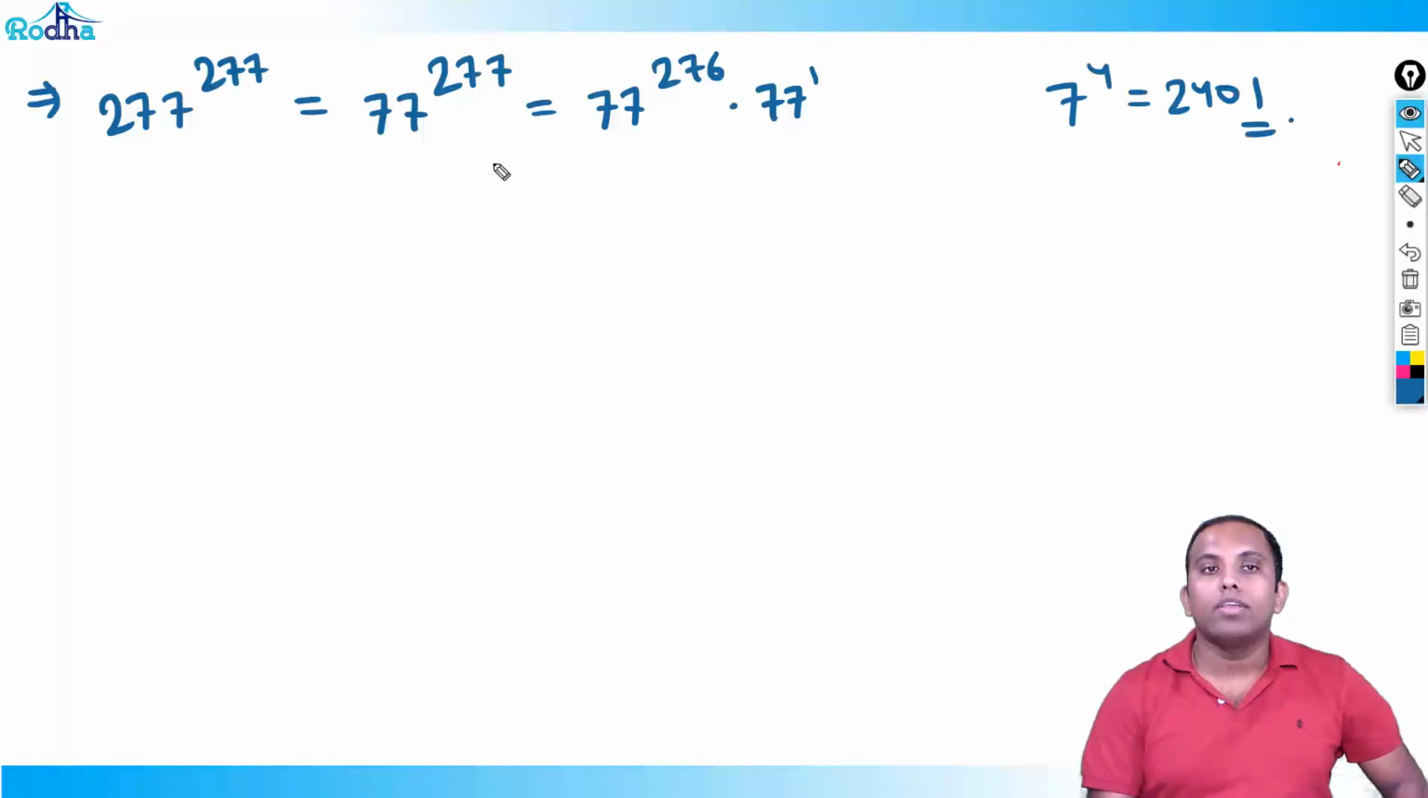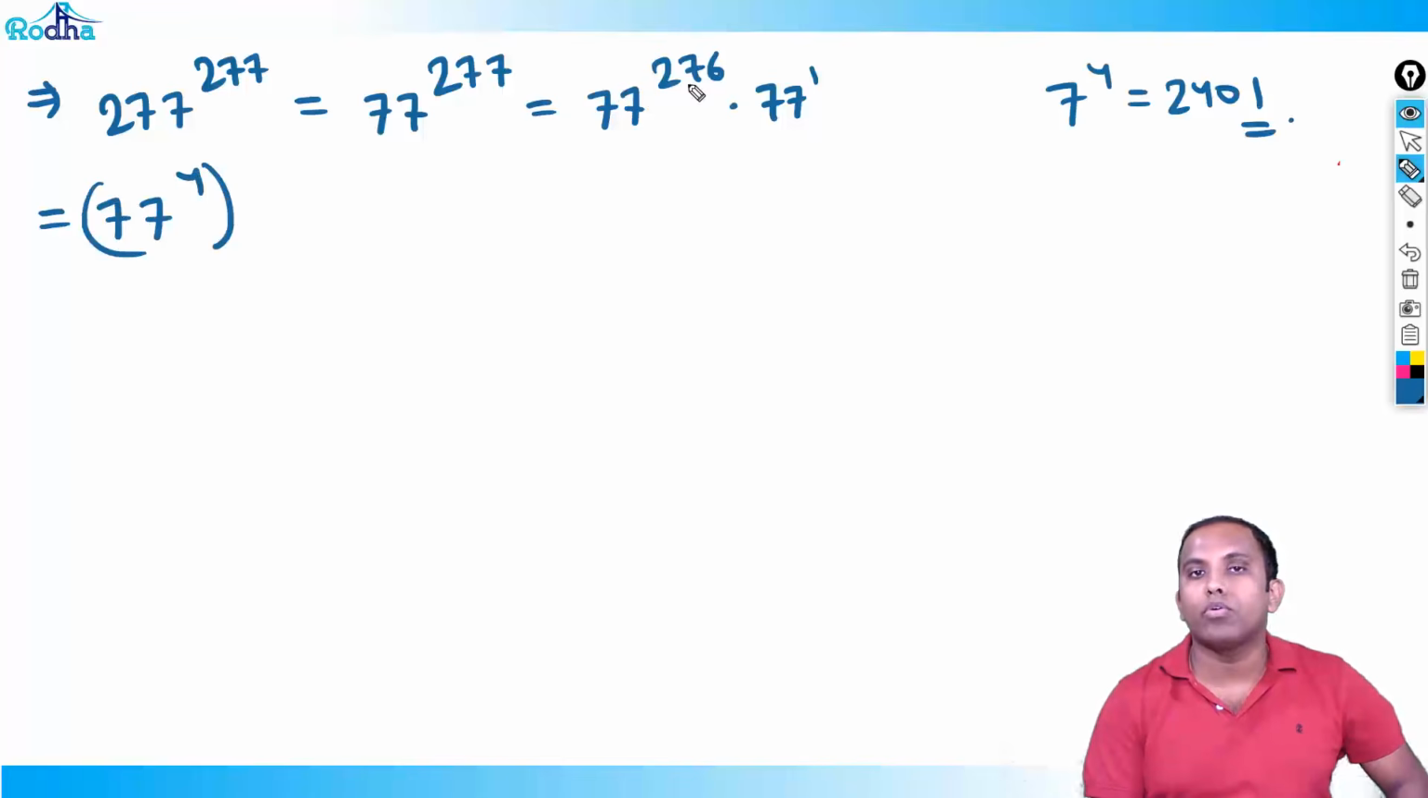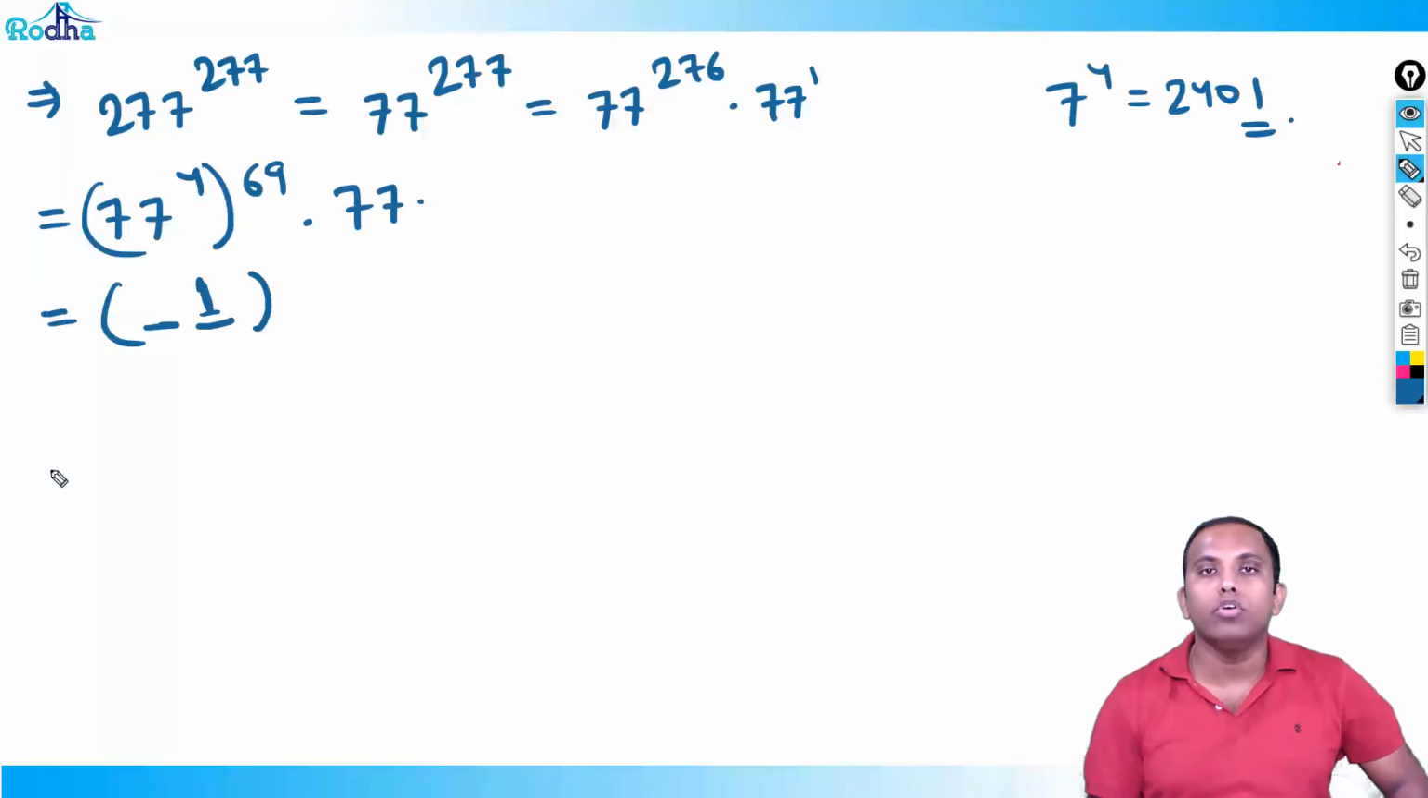Okay. Now 77 raised to 276. What is the last two? 77 raised to 4, and 276 by 4. So 276 by 4 is what? 69. So 77 raised to 4 into 69 into 77. Now what I'm concerned with: I know that inside the bracket, since it is 7 raised to 4, it will always end in 1. So I need the tens digit here, right? So basically I need the last two digits of 77 raised to 4, in which I know that the last digit is obviously 1, right? So 77 raised to 4 is what?